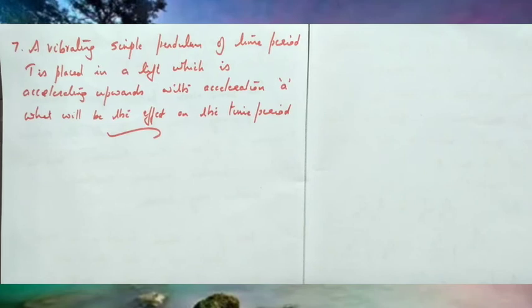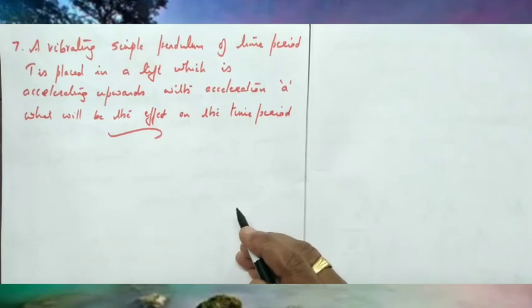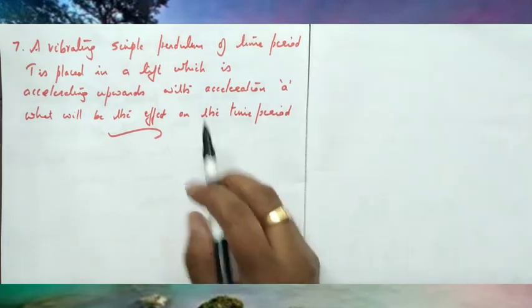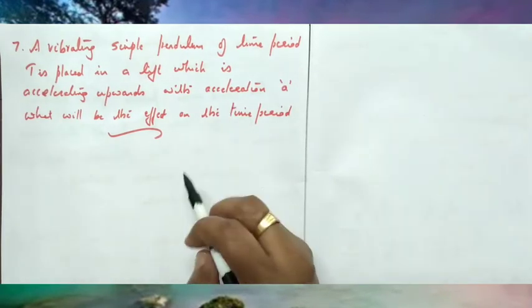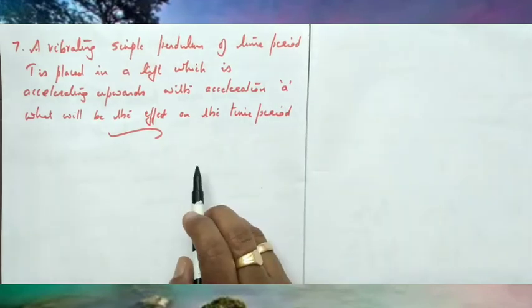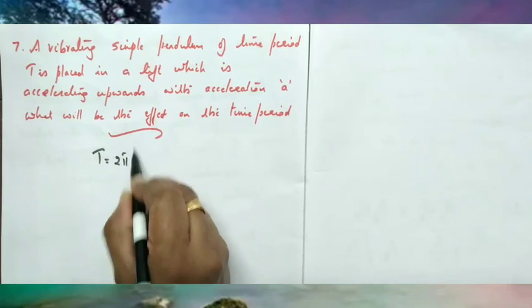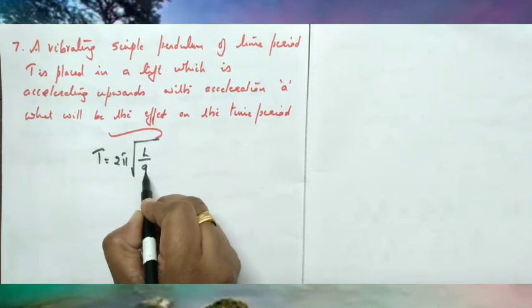A vibrating simple pendulum of time period T is placed in a lift which is accelerating upwards with acceleration a. What will be the effect on the time period? So a simple pendulum is placed inside a lift and the lift is moving upward with an acceleration a. What will be the effect on the time period? We have the time period formula T equals 2 pi into root of L divided by g.